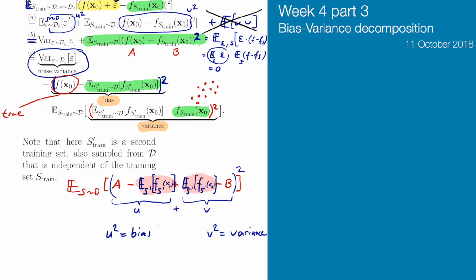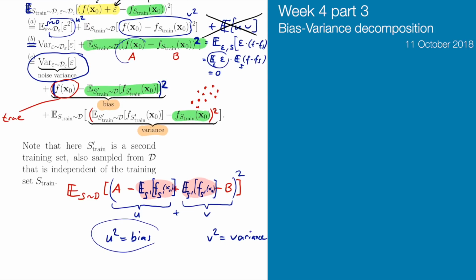Okay, for u squared, why is this? Well, it's exactly the same thing as we have written. Yeah? F of x minus this thing, which is the expectation over many trainings. That's the bias, as we said.